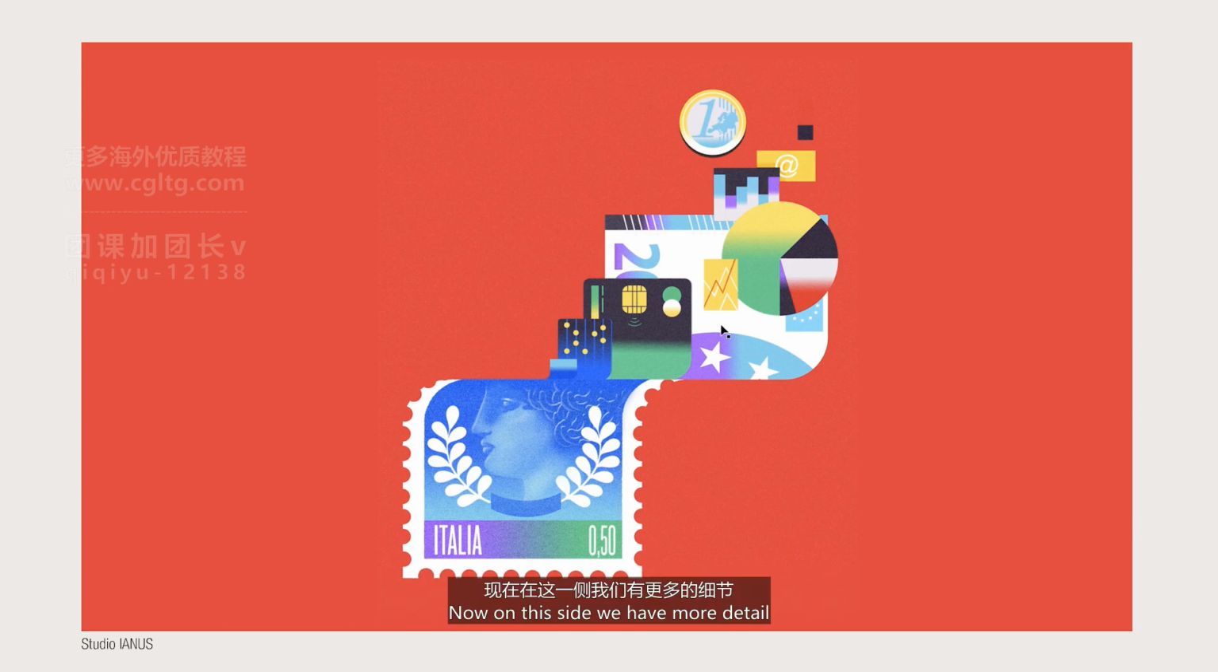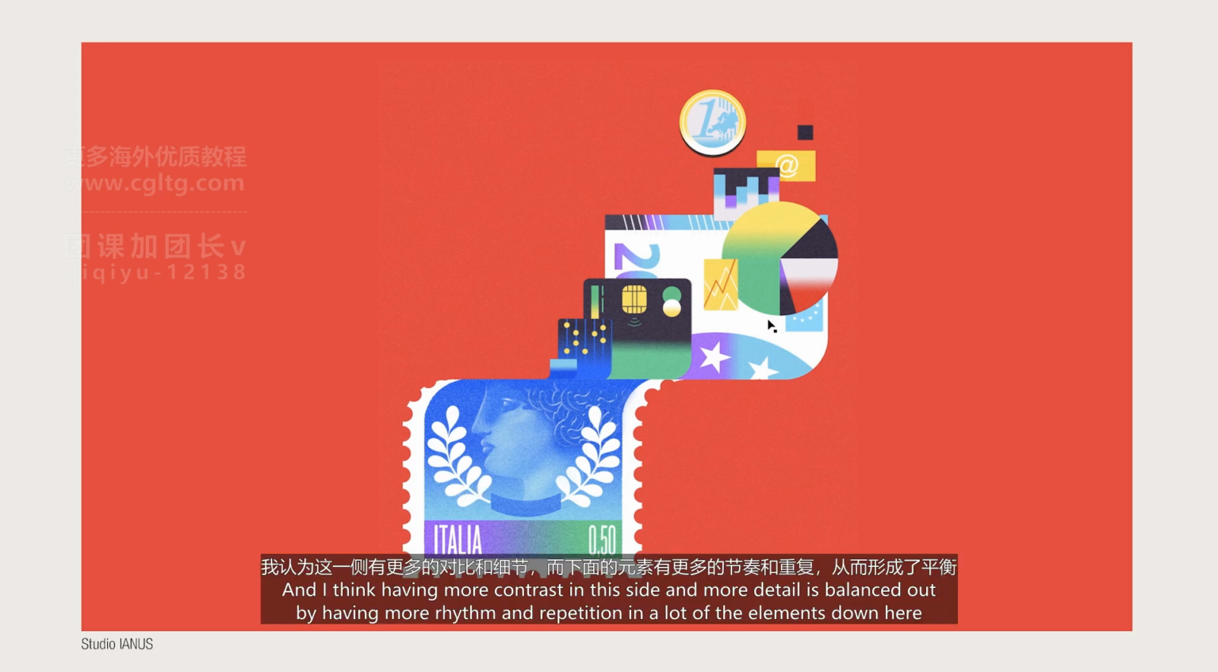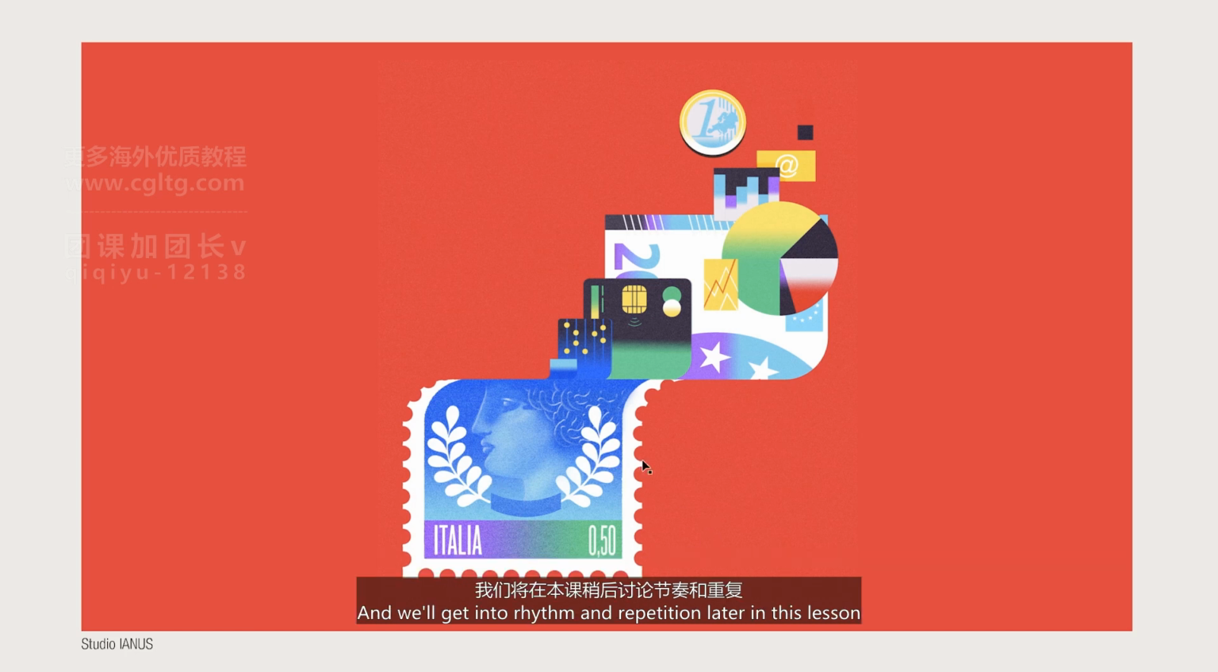Now on this side we have more detail, and we're kind of drawn to this because it has more contrast, has more of the lighter color and more of the darker color. So that contrast creates hierarchy, and we're drawn here first, then to this bottom left side of the image. And I think having more contrast and more detail on this side is balanced out by having more rhythm and repetition in a lot of the elements down here. And we'll get into rhythm and repetition later in this lesson.